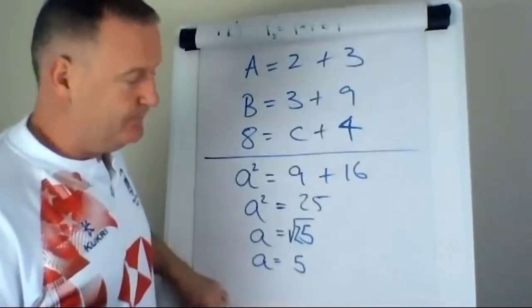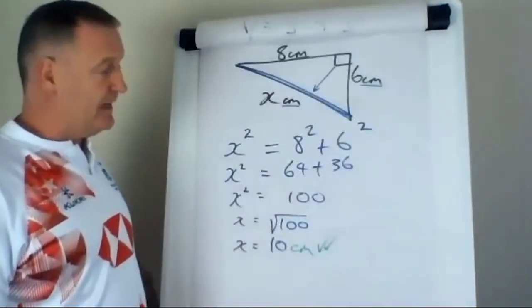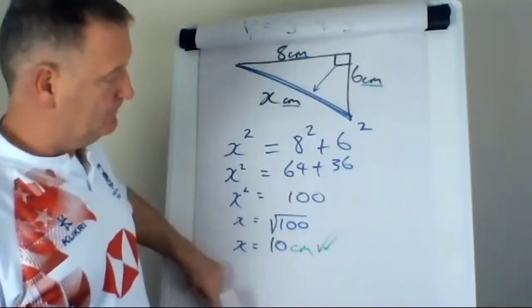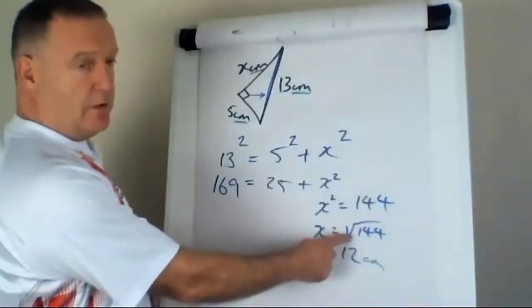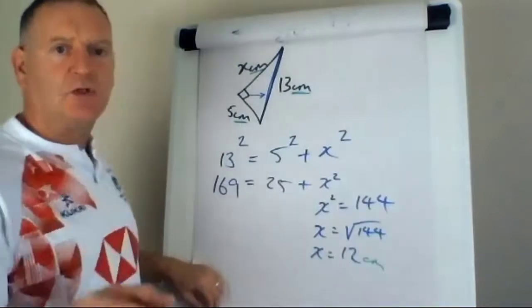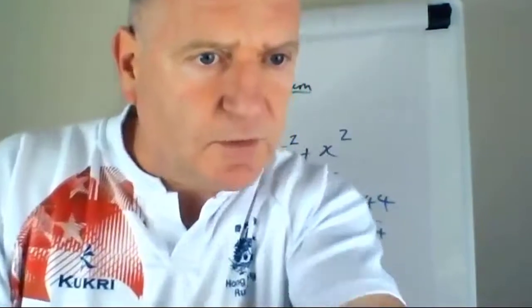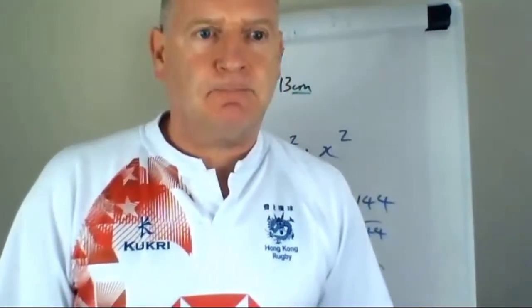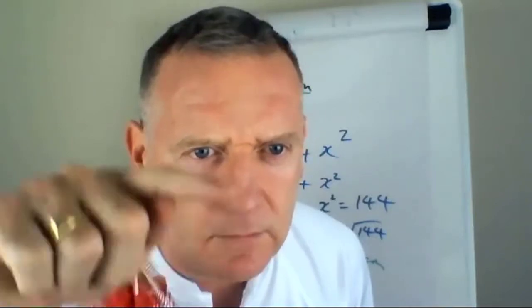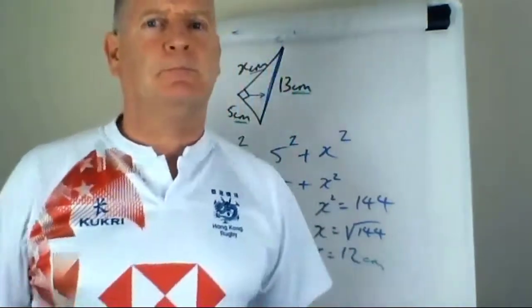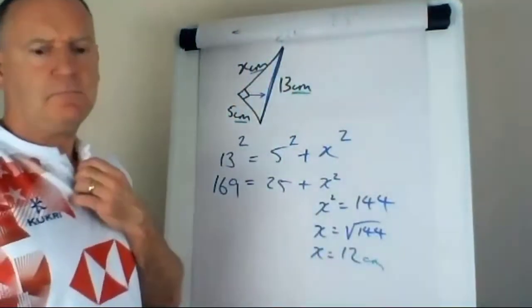You got your calculator ready? Do you have a calculator? Do you have the square root button on there? Close to the camera so I can see it. Back a fraction. Look down a little bit. Okay, good. Thank you.